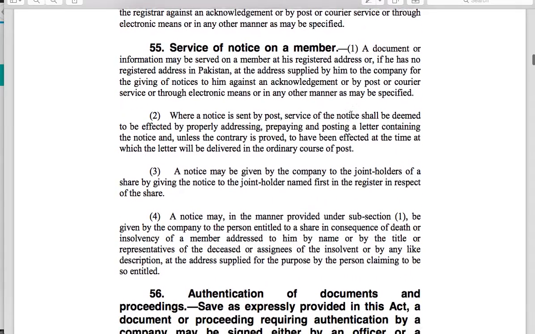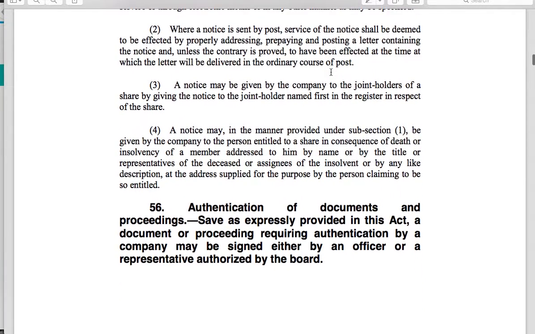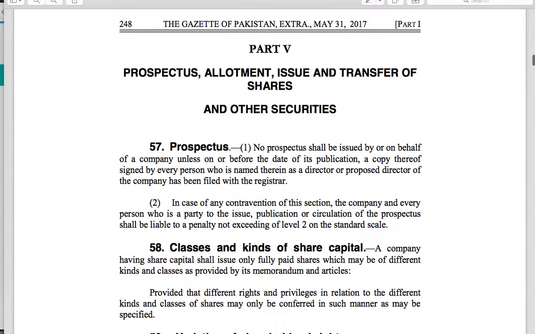And then how will the notice be served to the members of the company? So here, according to the registered address of the member, and if no registered address, the company gives notice to him as acknowledgement by post or courier or electronic means. So these are the ways the company will be incorporated, the registered office will be decided.